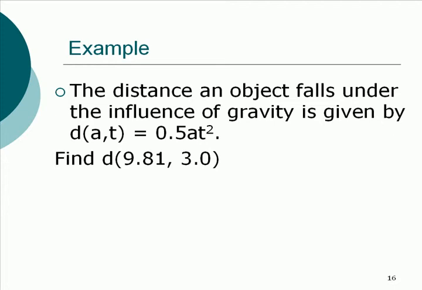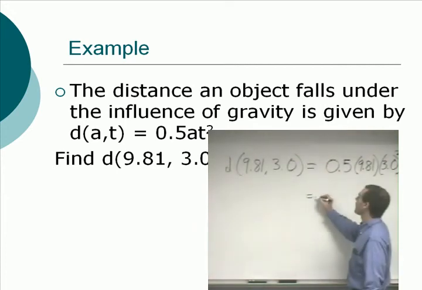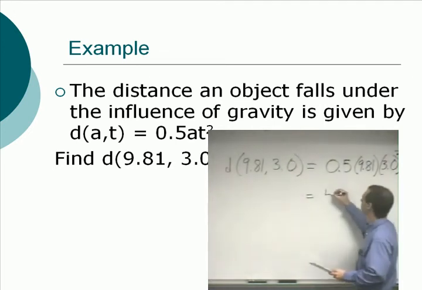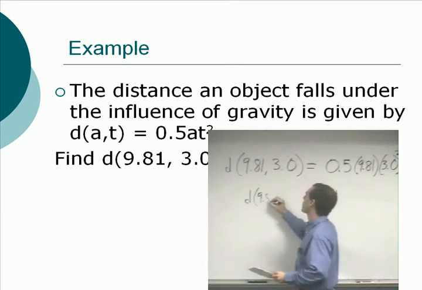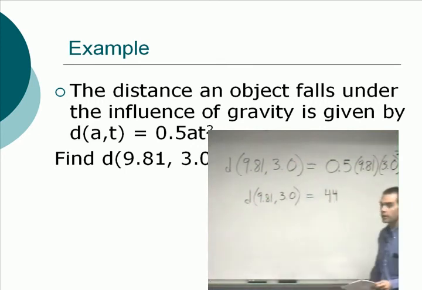d of 9.81, 3.0 is just going to be plug in 9.81 for a, 3.0 for t. Then it becomes calculated work. 0.5 times 9.81 times 3.0 squared. That 0.5 is an exact value. It's not really important right now, but if we round that off to 2 sig digs, you're going to end up with, anybody crunch that out? 44. So we can say that the value of d when a equals 9.81 and t equals 3.0 is 44.